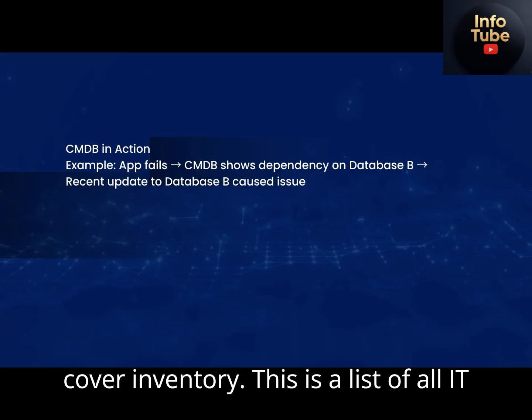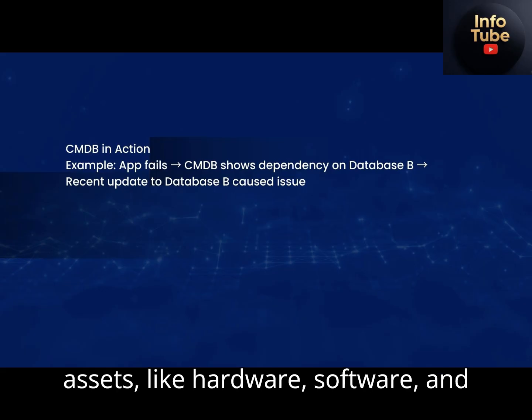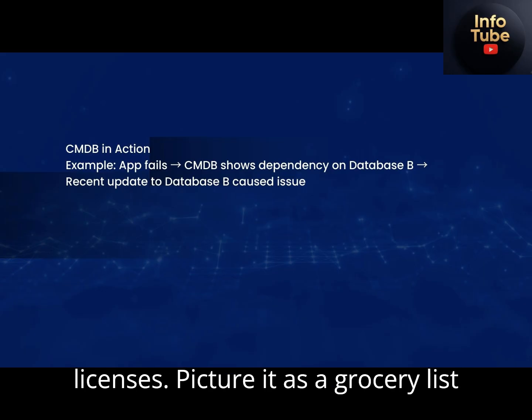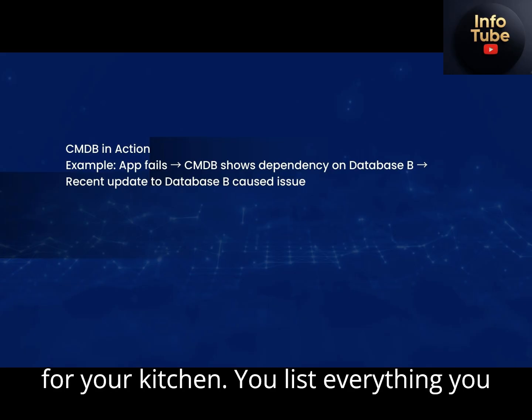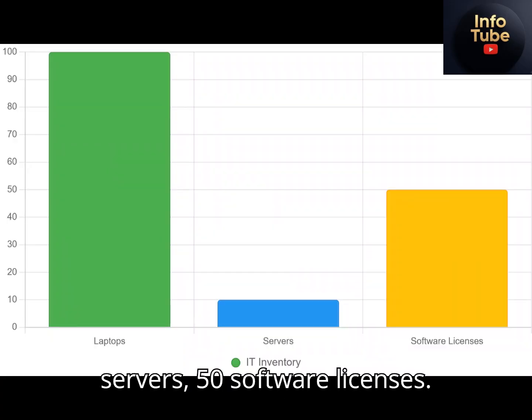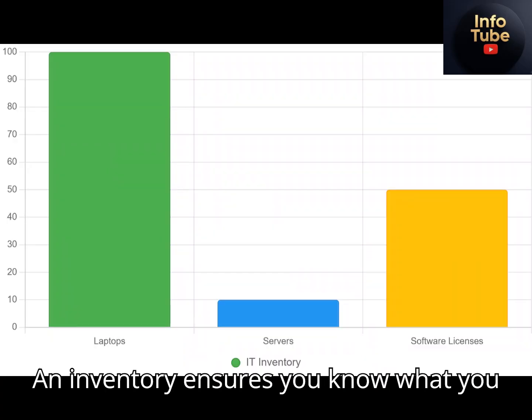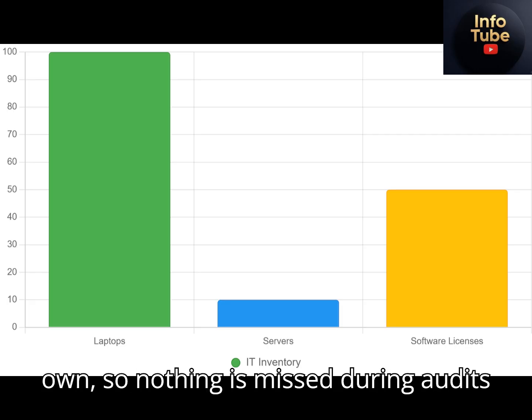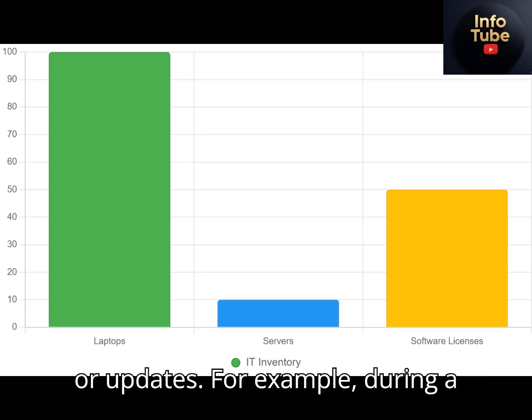Finally, let's cover inventory. This is a list of all IT assets, like hardware, software, and licenses. Picture it as a grocery list for your kitchen. You list everything you have: 100 laptops, 10 servers, 50 software licenses. An inventory ensures you know what you own, so nothing is missed during audits or updates.